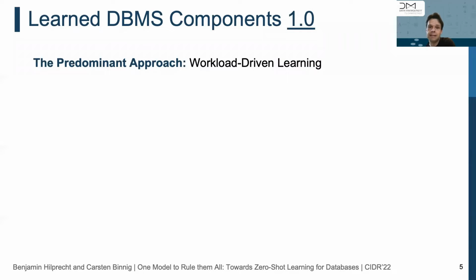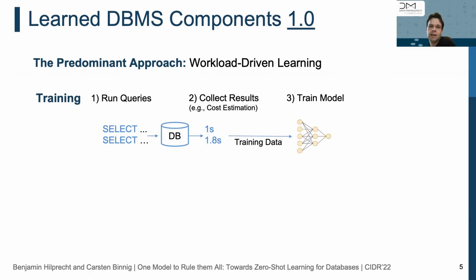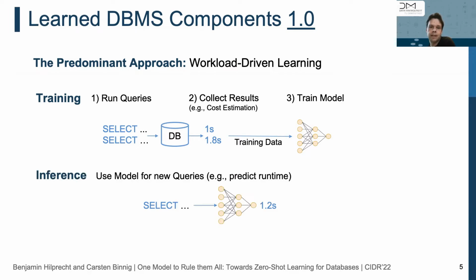To better understand this, let me illustrate how learned DBMS components are realized today. The predominant approach for realizing learned DBMS components is workload-driven learning, which we coin Learning 1.0 in the sequel. The main idea of workload-driven learning is to execute a representative set of SQL queries over a given database, and then use the observations to train an ML model which replaces the classical DBMS component. For example, that way a model for query cost estimation could be learned that can be used to predict the runtime for unseen queries, which is a core task of a query optimizer, for example.